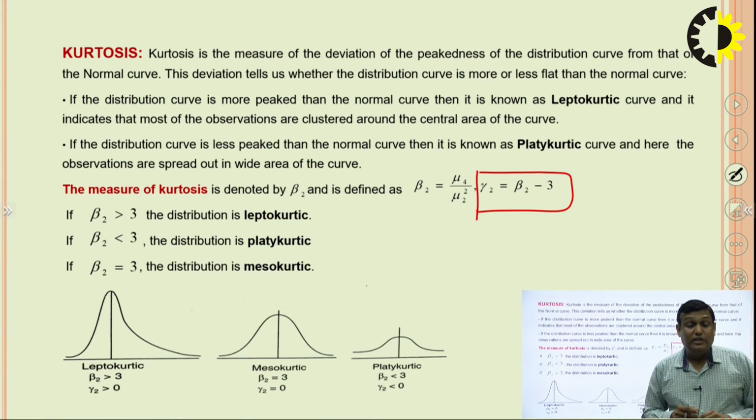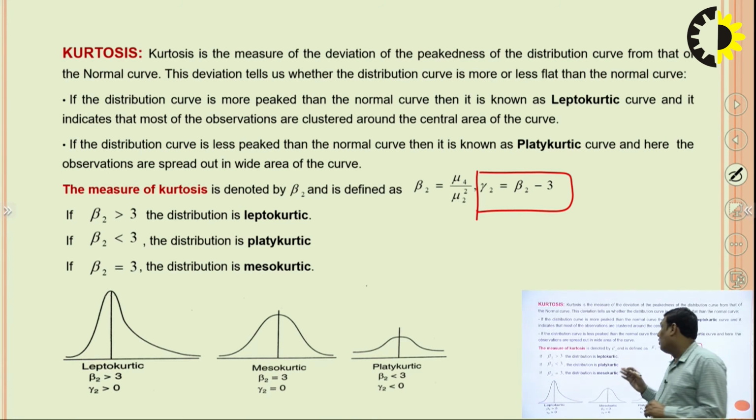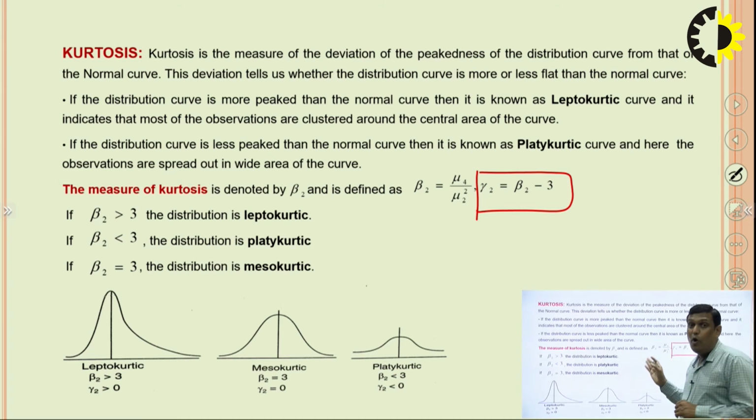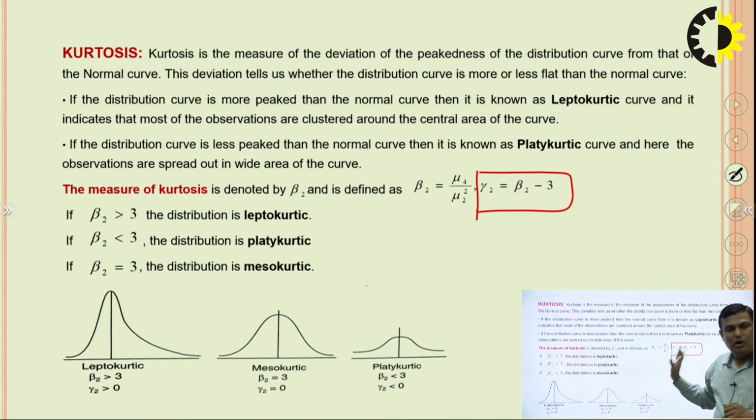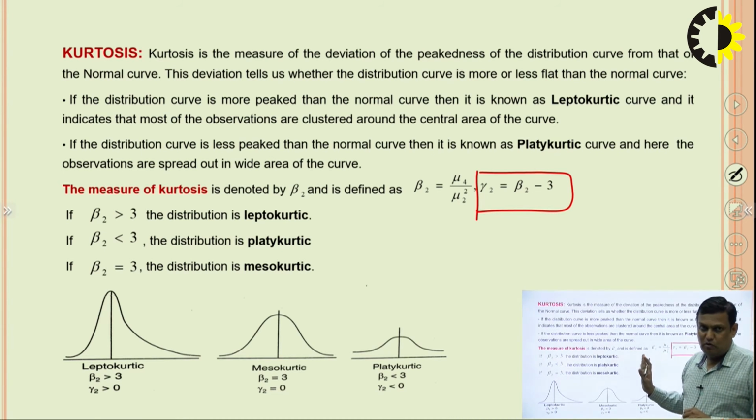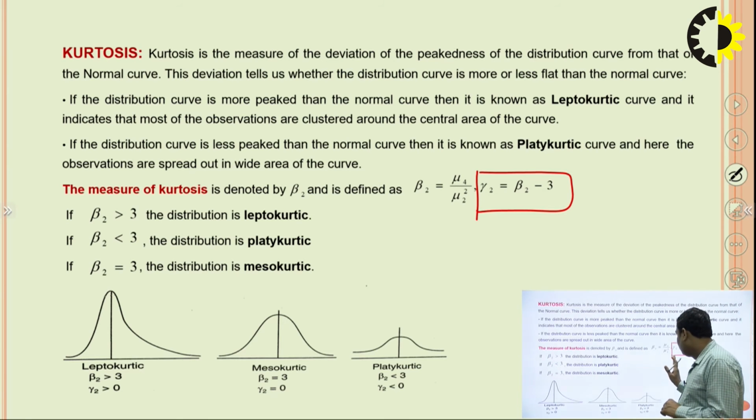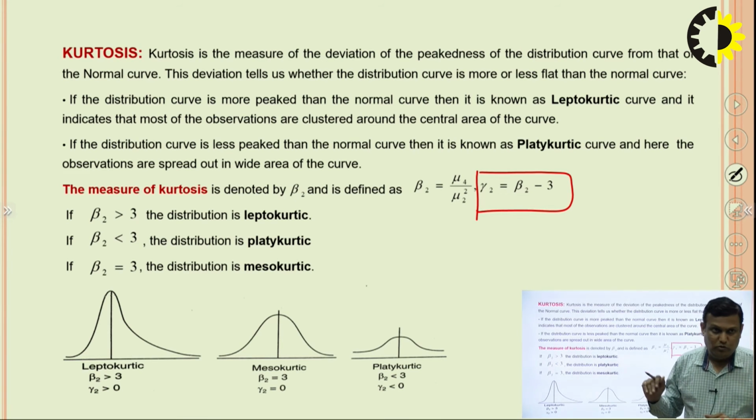Okay? And what is beta 2? Beta 2 equals mu 4 upon mu 2 square. All are central moments, mu r. So beta 2's value is mu 4 upon mu 2 square.